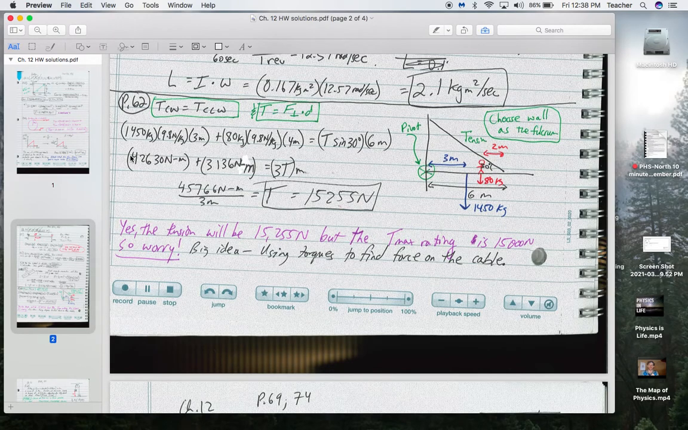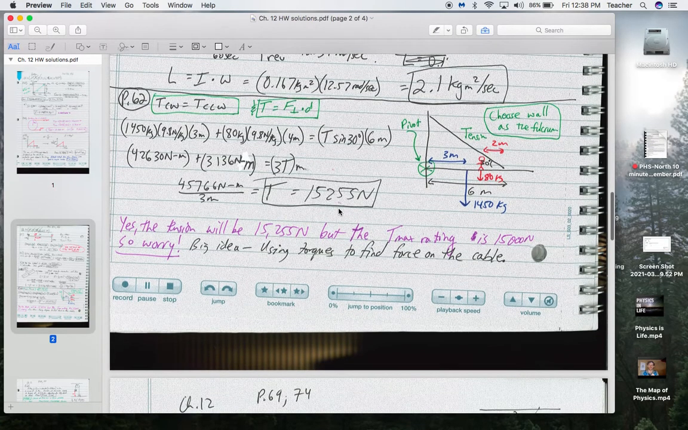So essentially I get all these newton meters of clockwise torque. 3 times tension meters represents the counterclockwise torque. So I'm going to divide the distance out. I end up getting 15,255 newtons. That means that the person resting here should be worried if this is only rated for a tension of 15,000 newtons.